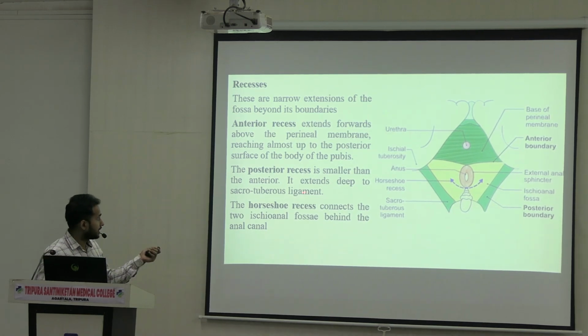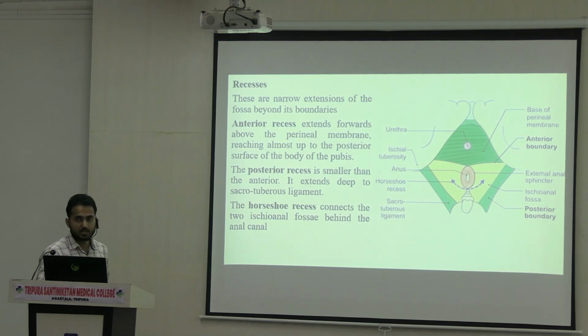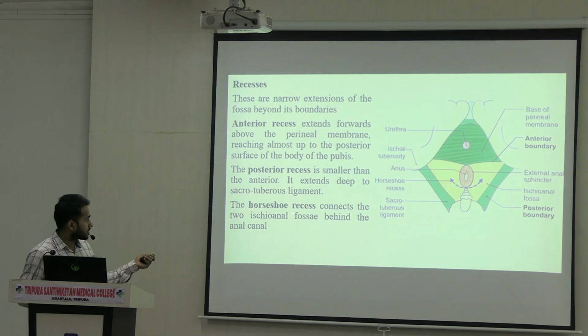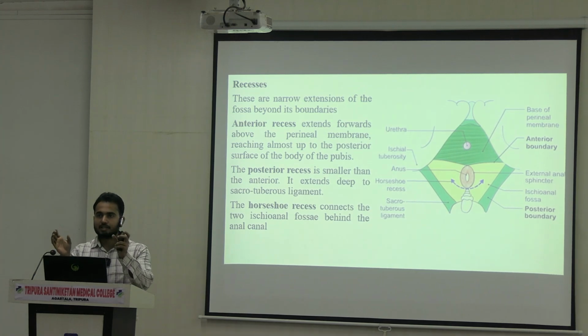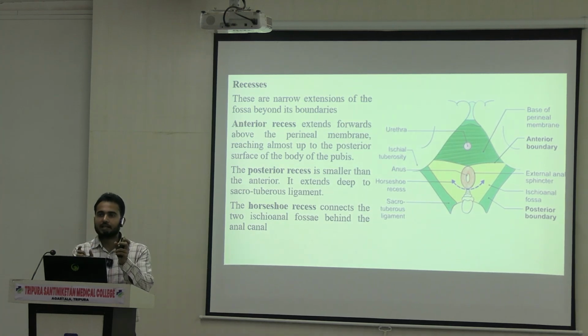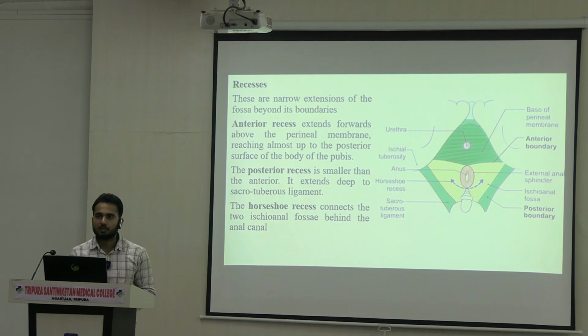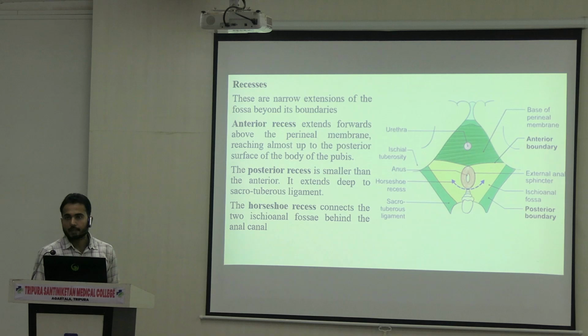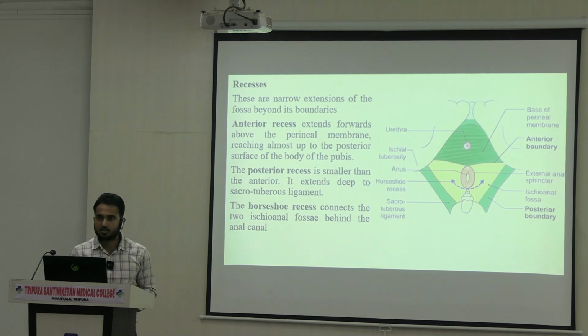Next, posteriorly, it extends deep to the sacrotuberous ligament. As you can see, this is the sacrotuberous ligament. Posteriorly, it is extending deep to the sacrotuberous ligament. And horseshoe recess means it connects to the ischioanal fossa behind the anal canal. Two fossae are there on both sides. In the middle, the anal canal is there, so both are connected posteriorly behind the anal canal. That is the horseshoe shaped recess which you can see over here. So these are some extensions of the recess.